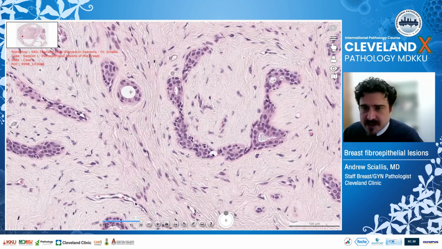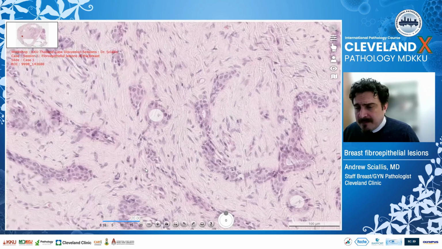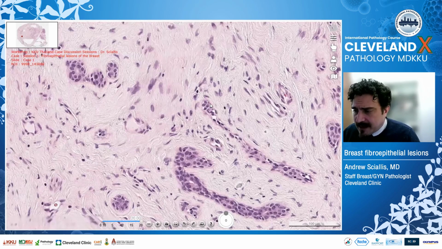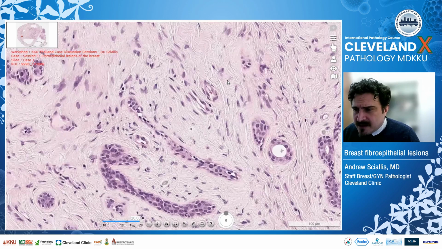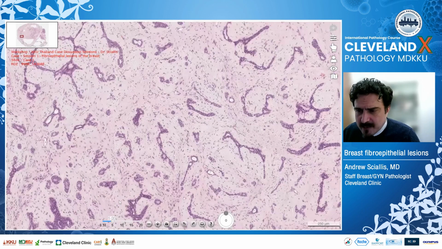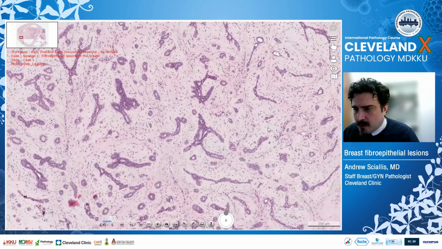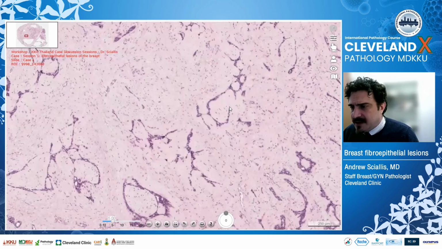Then going to a little bit higher power, the cells look very normochromatic, meaning I don't see anything that looks like nuclear hyperchromasia. They're not really that big. They don't seem particularly hypercellular, and I'm probably not going to find a lot of mitotic figures in here. So to my eyes, it looks like a fibroadenoma that has maybe a little bit more on the epithelial side, but otherwise nothing that looks weird.